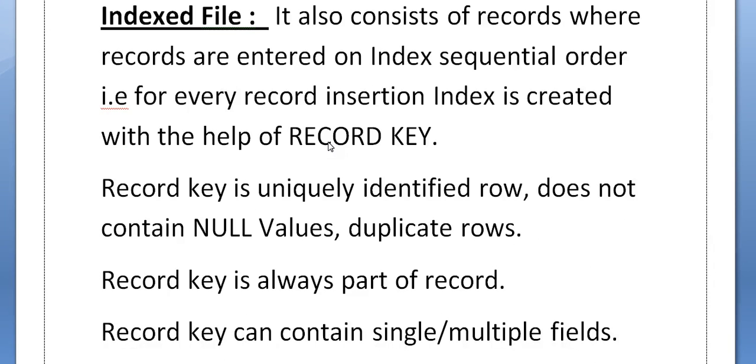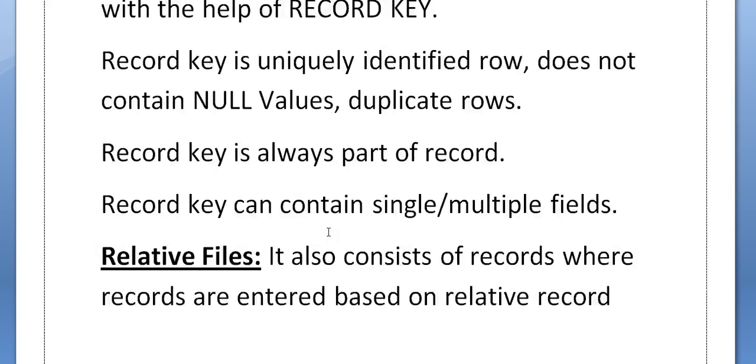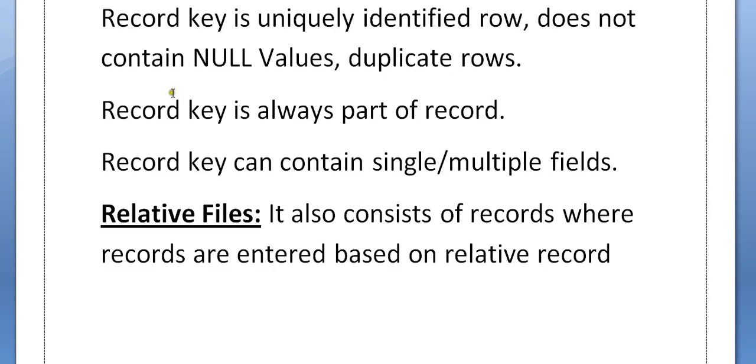It also consists of records, where records are entered in indexed sequential order. That is, for every record insertion, an index is created with the help of a record key. Every record is associated with a record key, which is what makes it an index file. A record key uniquely identifies a row and does not contain null values or duplicate rows.